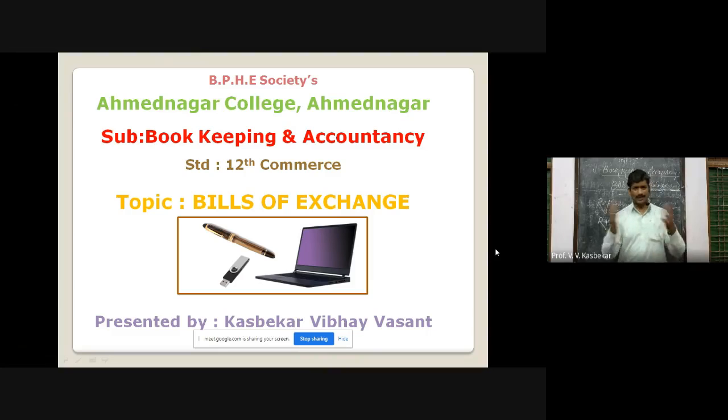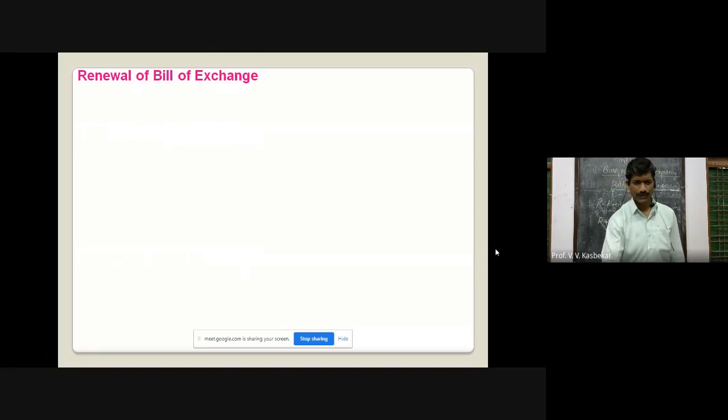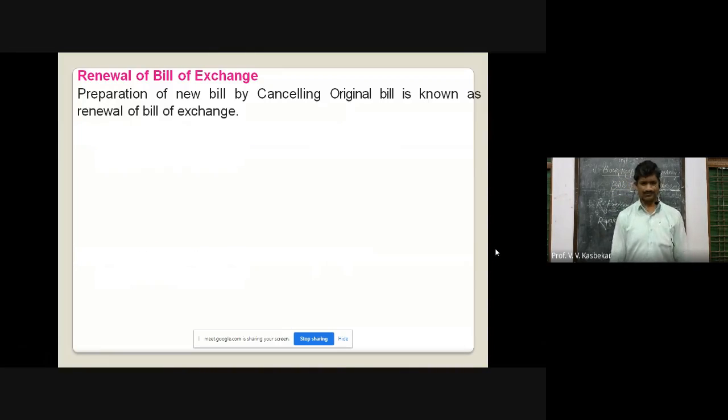Now, here again, one condition we have to study today. One case where a bill is renewed, maybe renewal after dishonor of the bill. The drawer can renew that bill with acceptance of the drawee. So let us start with our next point, that is renewal of bill of exchange.